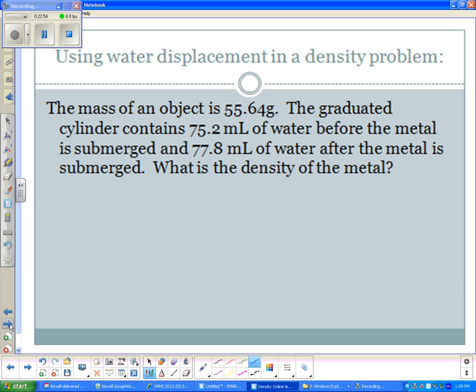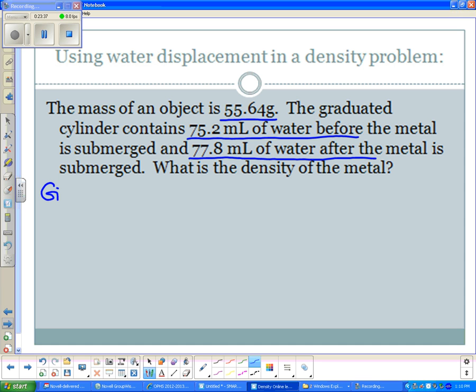So in this problem, we have the mass of an object is 55.64 grams. So there we go. We've got a number and a unit. The graduated cylinder contains 75.2 milliliters of water before the metal is submerged and 77.8 milliliters of water after the metal is submerged. So we know where the water started, we dropped the metal in carefully, and the water level rose up. By those 2 numbers, we're going to be able to find out what the volume of the metal actually is. Then we'll be able to find the density.